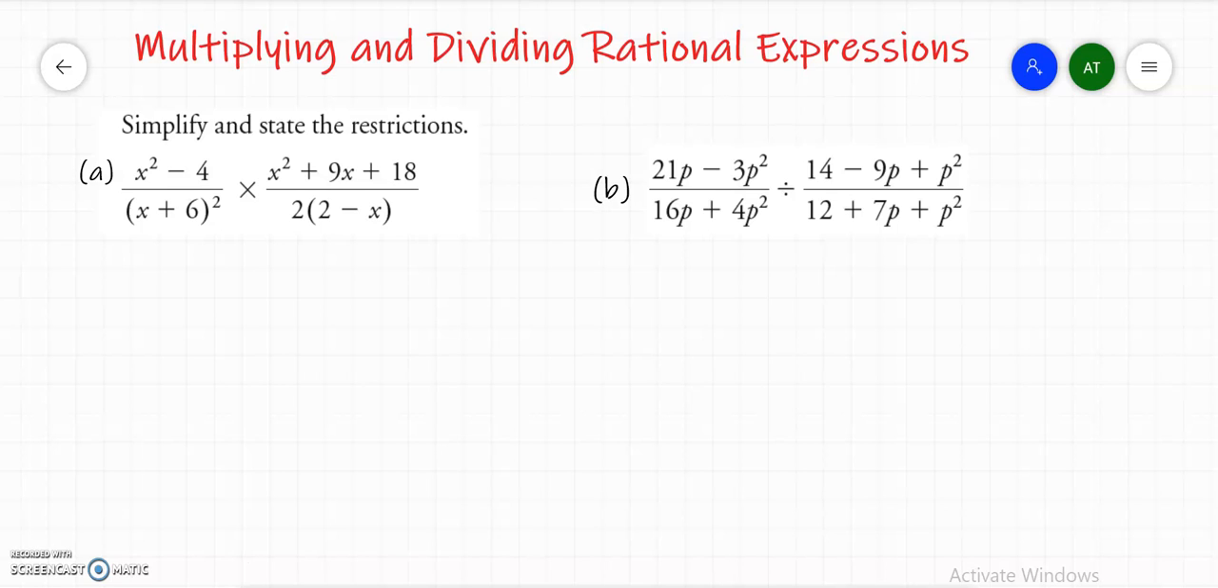So let's begin with an example. Simplify and state the restrictions. Let's begin with the A part. In the A part we have a rational expression given in terms of multiplication.